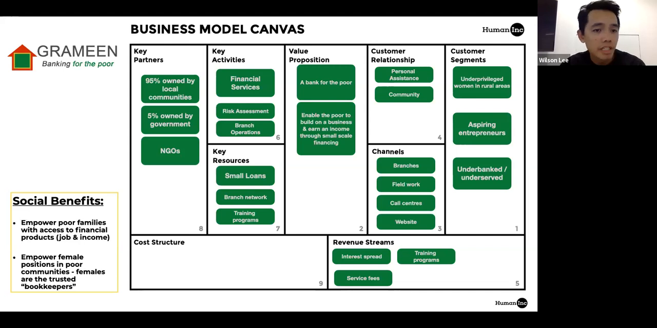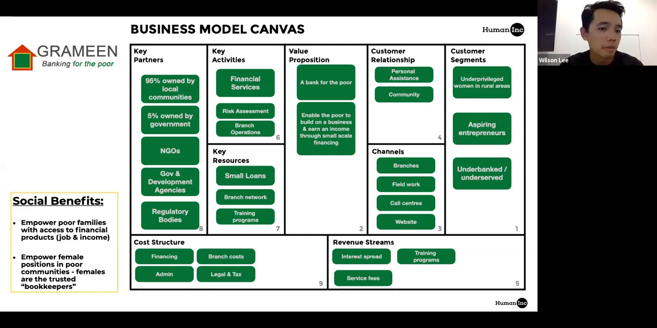And NGOs to help spread the news about this. The cost structure, and the last one, government agencies and regulatory bodies, very, very similar to a bank. Cost structure, you get financing, admin, branch costs, and legal and tax. So social benefits, you empower poor families to get access to financial products, to again get a job and earn an income. And ultimately, I think the follow-on effect of this model is that they empower female positions in poor communities, because these females are usually the trusted bookkeepers.